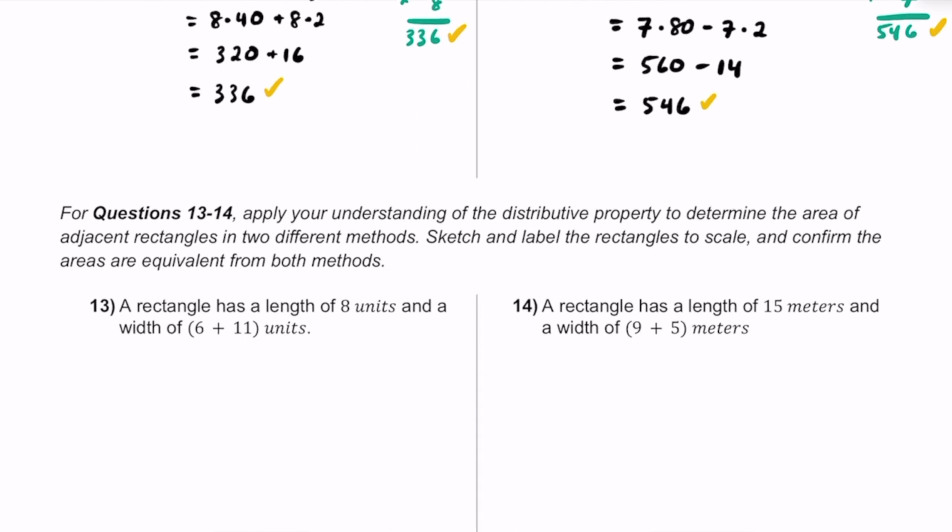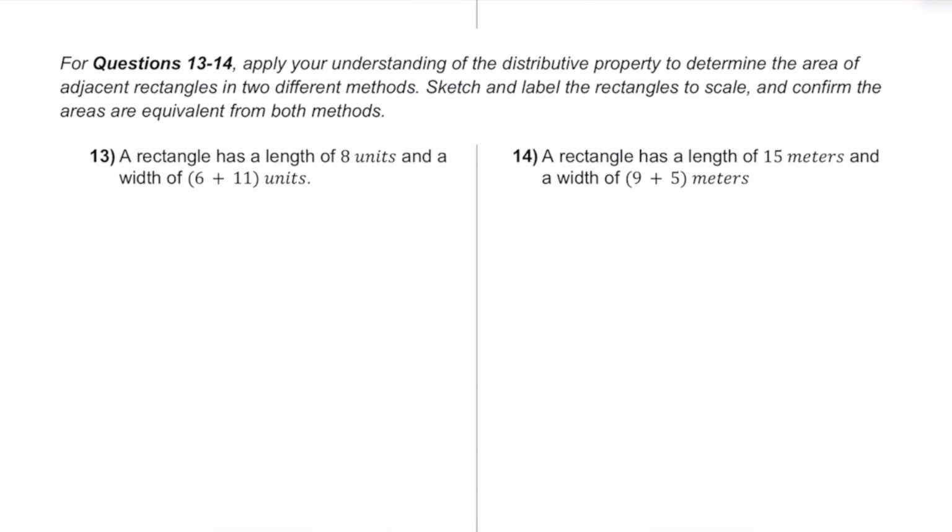All right, let's check out numbers 13 and 14. We'll go ahead and apply our understanding of the distributive property to determine the area of the adjacent rectangles, which just means that they are next to each other, in 2 different methods. We're going to sketch and label the rectangles to scale, or the best as we can, and then confirm the areas are equivalent from both methods.